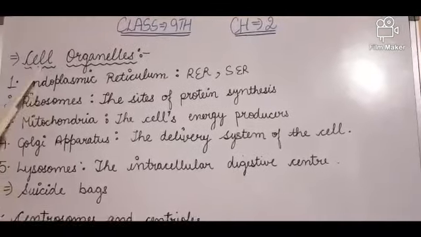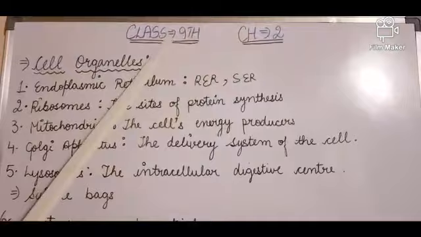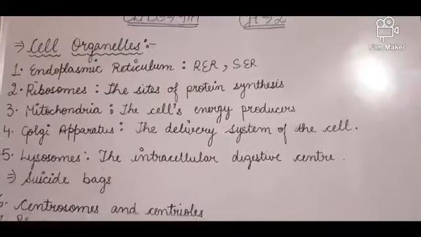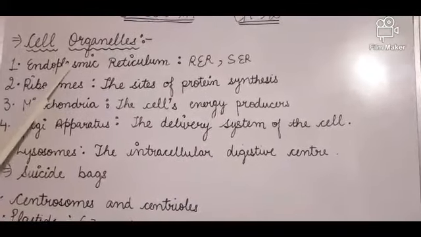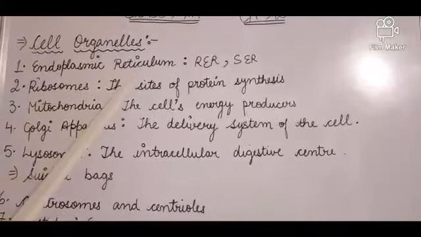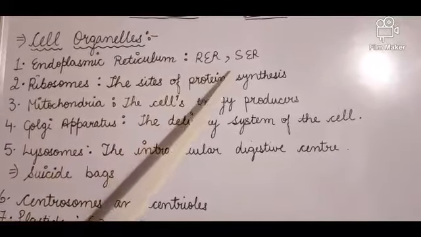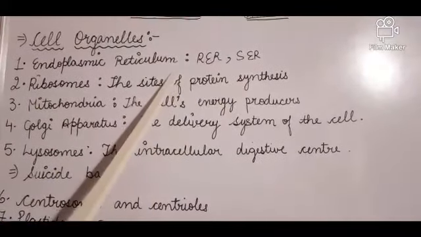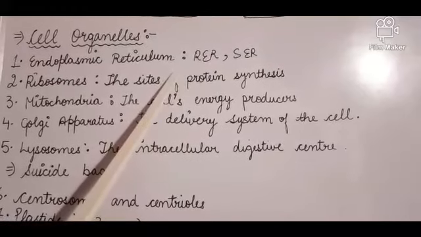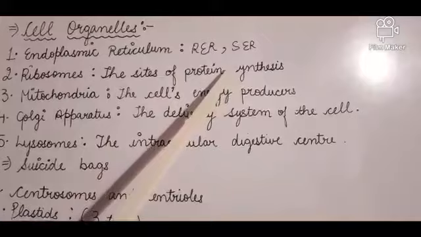Students, today we will do the topic cell organelles of chapter number 2 of 9th standard. A few cell organelles I am going to discuss with you. First is the ER, known as endoplasmic reticulum. It is of two types, the RER and SER. RER means rough endoplasmic reticulum and SER means smooth endoplasmic reticulum.